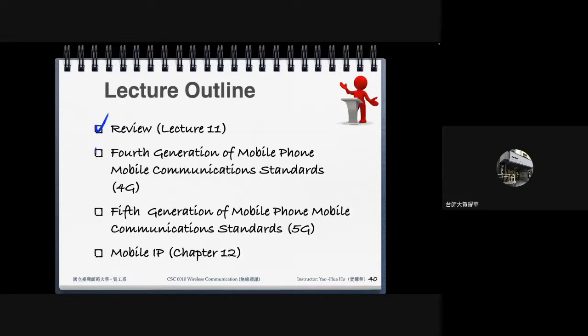Okay, so that's the fourth generation, the one we've been using for years now. We're going to move on to the next generation, or we are already in the process of moving on to the fifth generation.